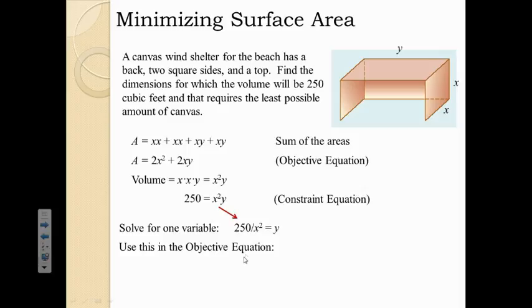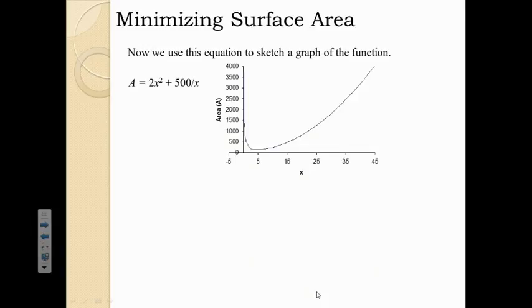Now, we have what y is equal to. We can put that into the objective function, the other equation, which was 2x squared plus 2xy. We'll put in 250 divided by x squared for y, and do the math, and we get 2x squared plus 500 divided by x. Now, this is our area function, and we can graph it if we wish to get an idea of what it is, but this shows us about where it's going to be, and it looks here at about x is equal to 5, possibly 3, 4, 5, 6, but probably around x is equal to 5, we'll have our minimum surface area.